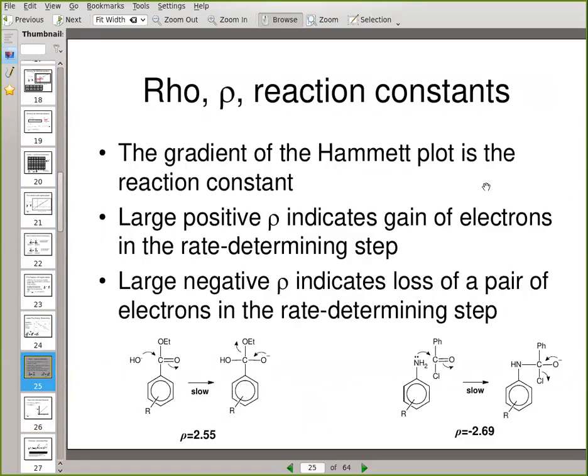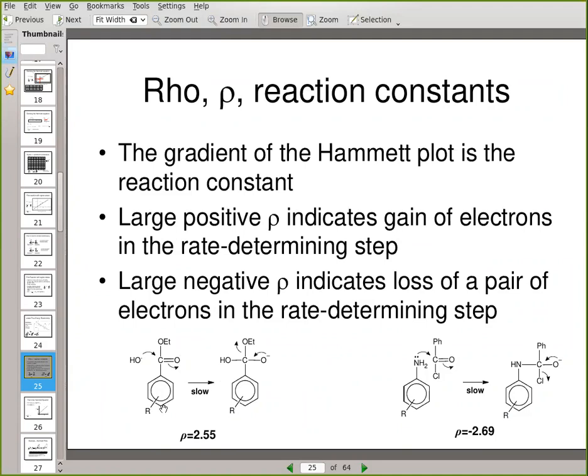So the gradient of a Hammett plot is the reaction constant. A large positive rho indicates a gain of electrons in the rate determining step. A large negative rho indicates a loss of a pair of electrons in the rate determining step. So we need to just keep that in mind when we plot.